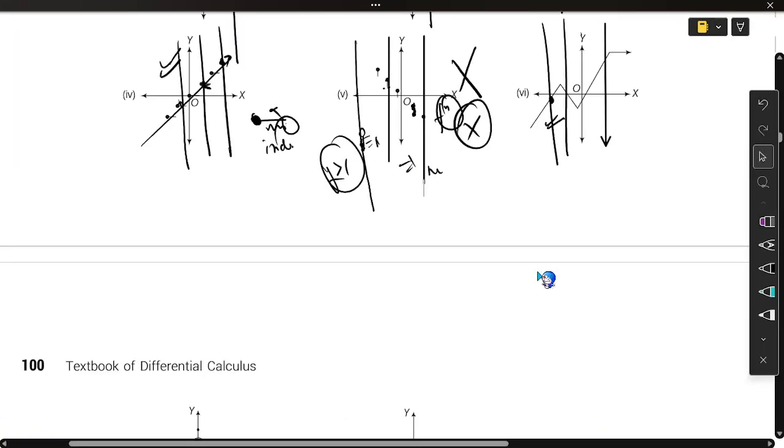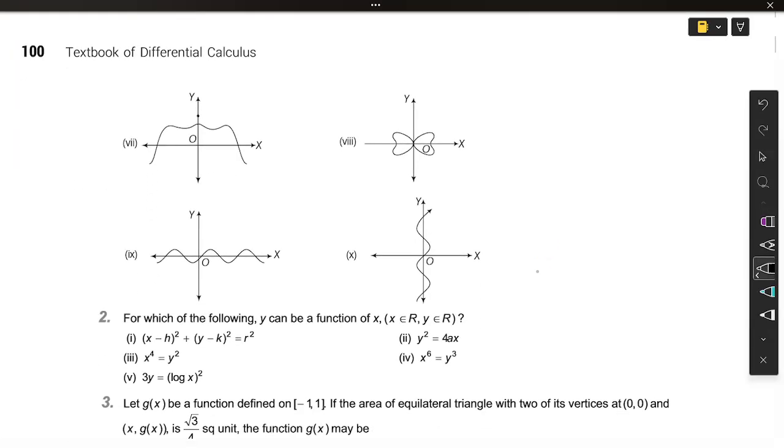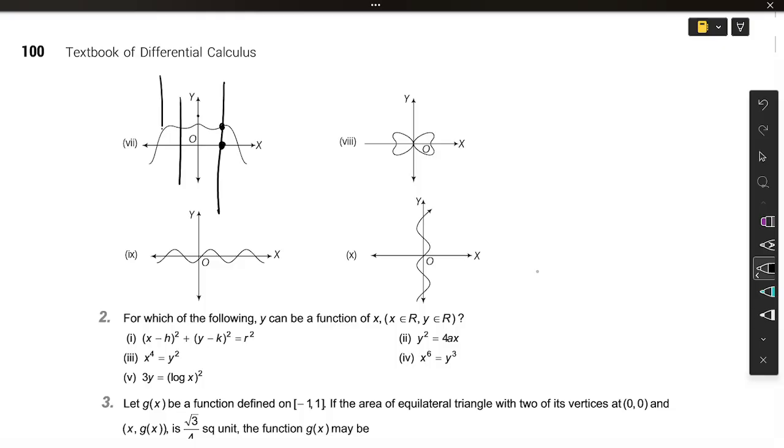So now we'll proceed further, testing some other graphs. For this, I just messed it out. So we have this. We do the vertical line test. For the value of one x, we're getting only one y. Anywhere you can draw a vertical line and test whether it's a function.